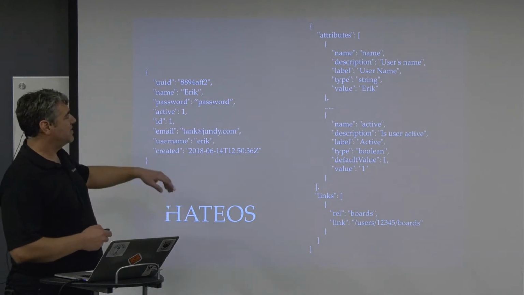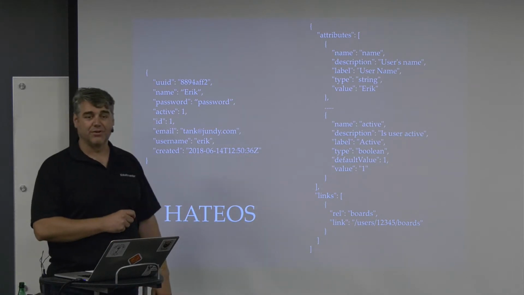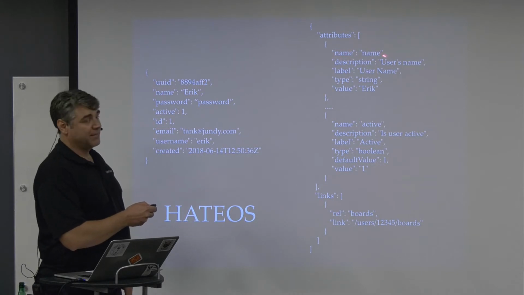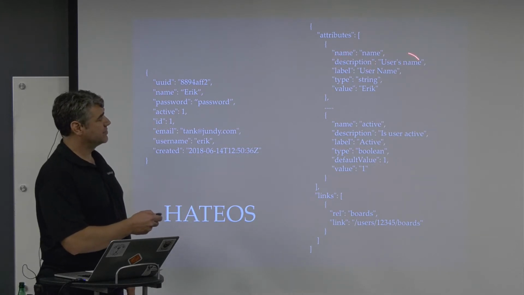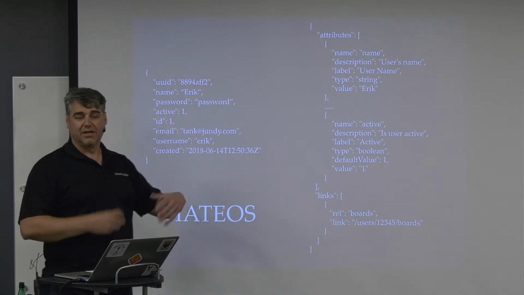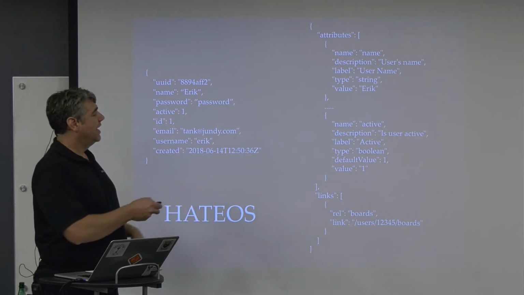But anyway, it basically says, here is the entire response. Here are the attributes of the user you're looking for. It has a field, the name of this field is name. The description of it is user's name. Label is username. If you want to display it in a GUI, you want to know what username is. The type is a string. That's good to know. And the value is Erik.